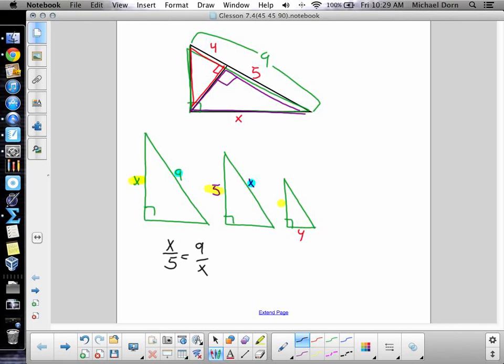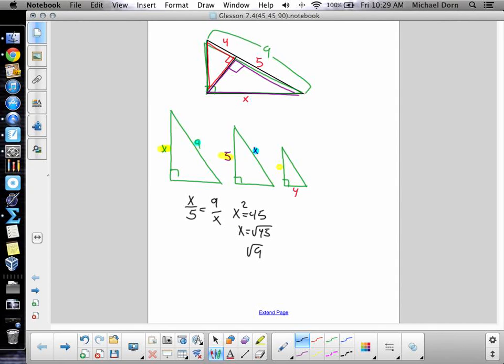So when I cross multiply, because it's across an equal sign, I get x squared equals 45. So x is the square root of 45, which we then simplify. Square root of 45 would be root 9 times root 5, so 3 root 5. That's my unknown distance. And there we are. But that's the way we have to set those up.